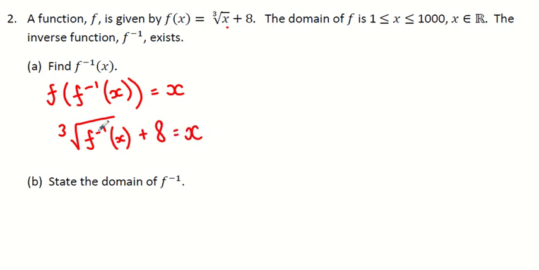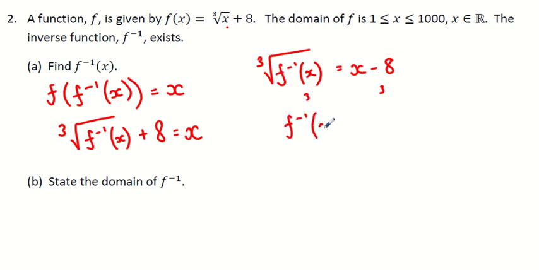equals x. And then all we have to do is just rearrange all of this so that we have the inverse function. So subtract 8 first. And to undo a cubed root, we need to cube both sides. So there's the inverse function.